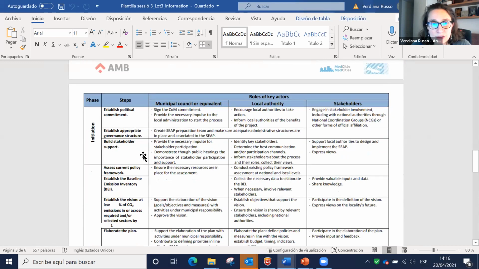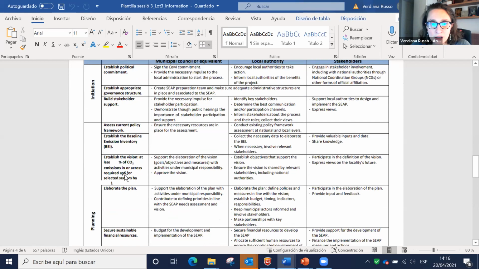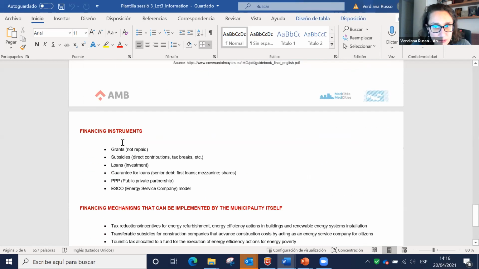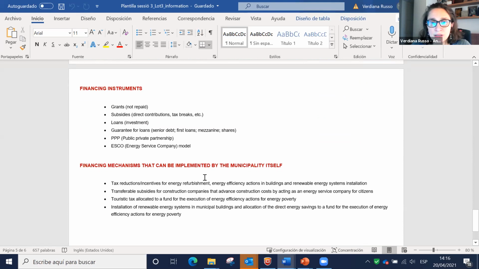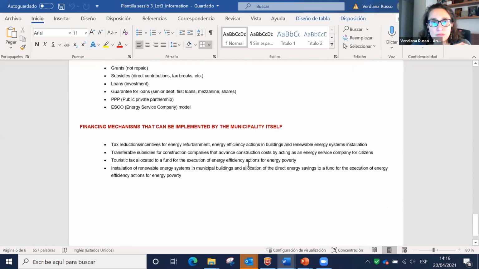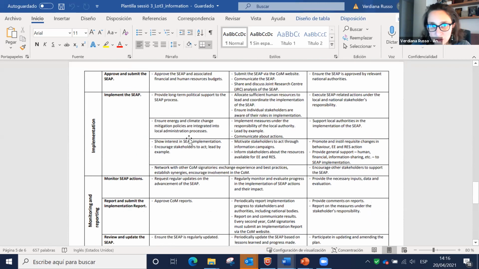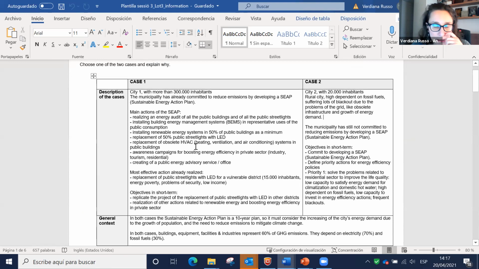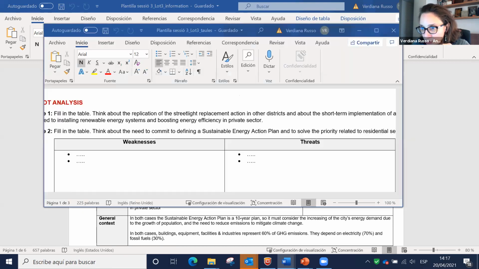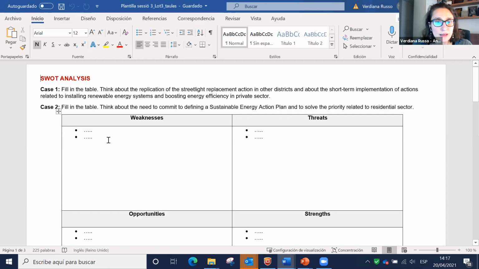And this table perhaps can be inspiring when we talk about key actors, stakeholders, and the steps to implement the different energy actions, energy efficiency policies. There is also a reminder on financing instruments and financing mechanisms that can be implemented by the municipality itself. This is information that you can use or not during the discussion. It has been prepared for you in order to help you develop the case. So after this description, the idea is that after choosing one of the cities, you can work on this other document.